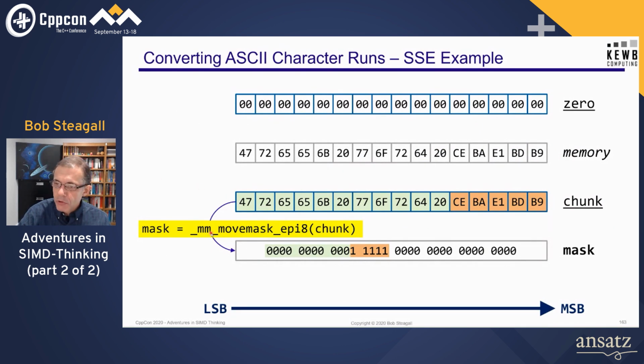So when I call move mask, it looks and says, all right, these first 11 values are all less than 0x80. They're ASCII. Whereas the next 5 octets all have values that are greater than or equal to 0x80. So here I get a sequence of 11 zeros in my bit mask followed by 5 ones, indicating 11 ASCII octets and 5 non-ASCII octets. So this mask is important. We'll use it later.